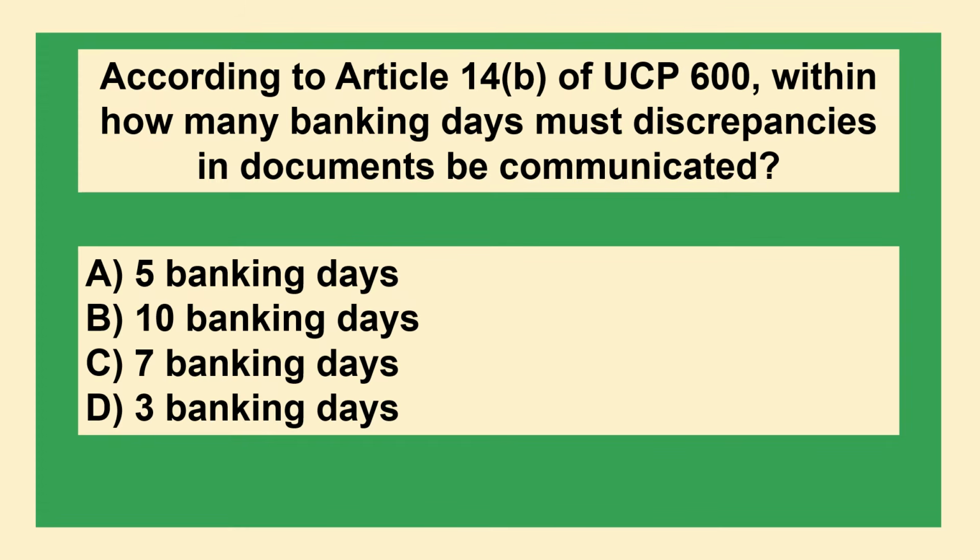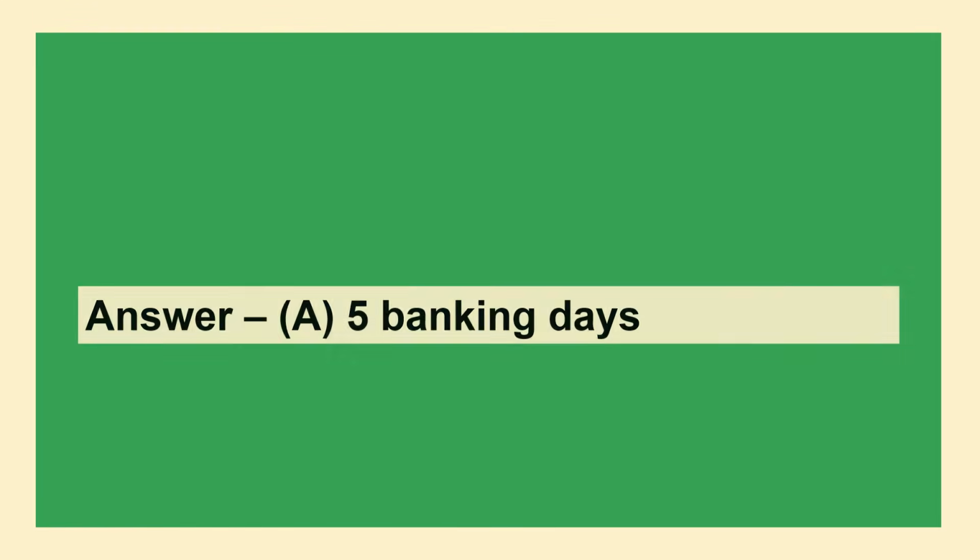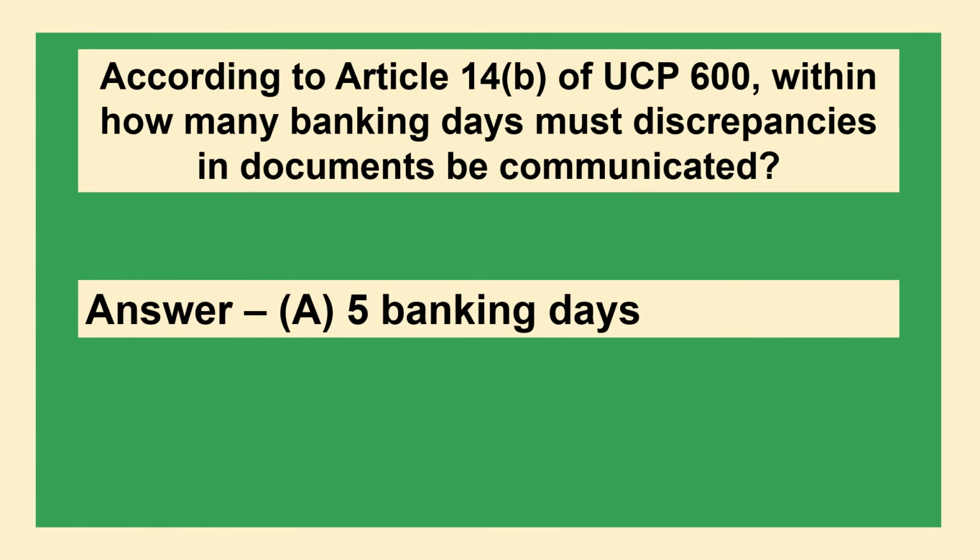Question. According to Article 14B of UCP 600, within how many banking days must discrepancies in documents be communicated? Option A. 5 banking days. Option B. 10 banking days. Option C. 7 banking days. Option D. 3 banking days. Answer. Option A. 5 banking days.